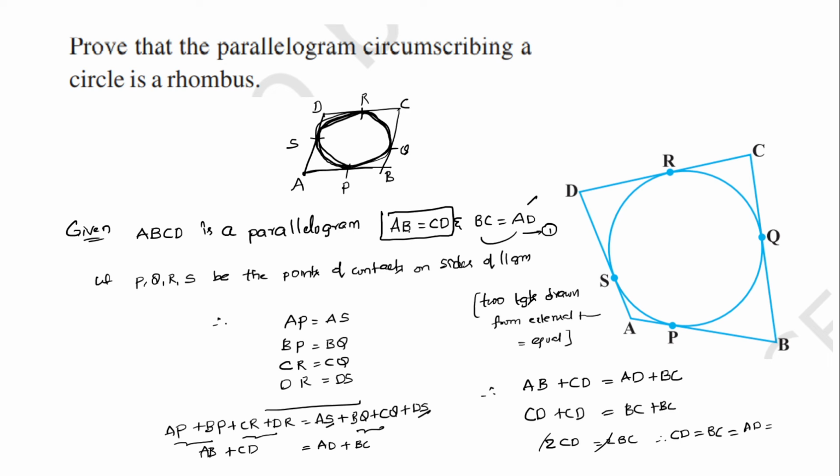And AB is equal to CD. So CD I can write as AB. So that means all four sides are equal. If all four sides are equal, then it must be a square or rhombus. And since it is given that it is a parallelogram, the diagonals will be unequal. So therefore diagonals are unequal and all four sides are equal. So ABCD is a rhombus.